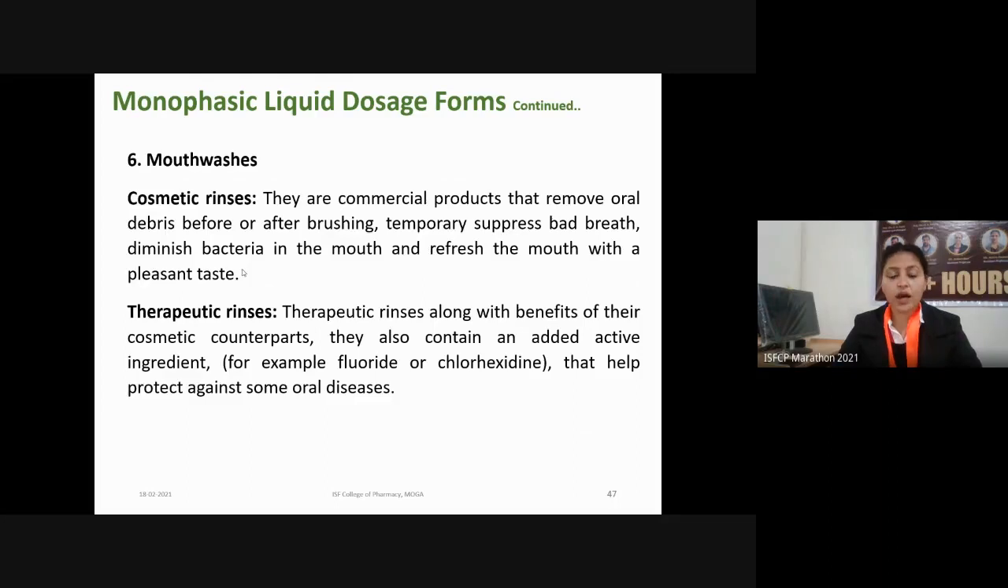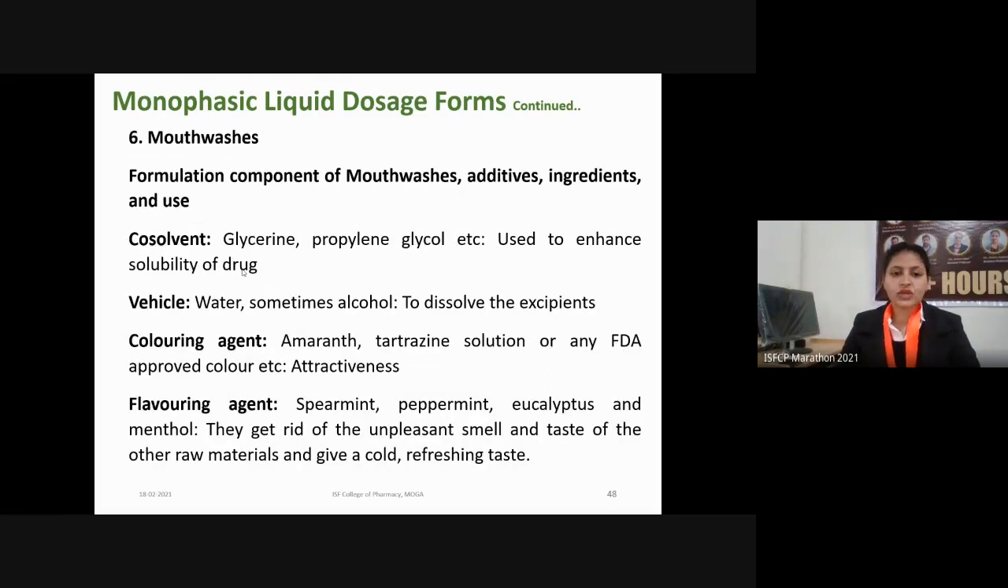Mouthwashes that are used for therapeutic purposes are the therapeutic rinses, along with the benefits of their cosmetic counterparts. They also contain an added active ingredient, for example, fluoride or chlorhexidine, that helps in the protection against some oral disease. These are the two types of mouthwashes.